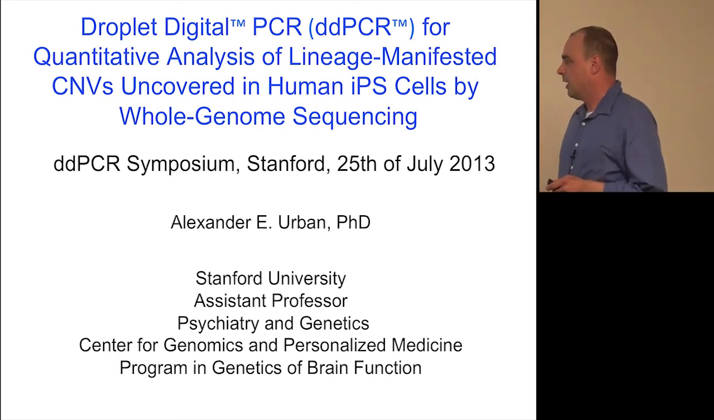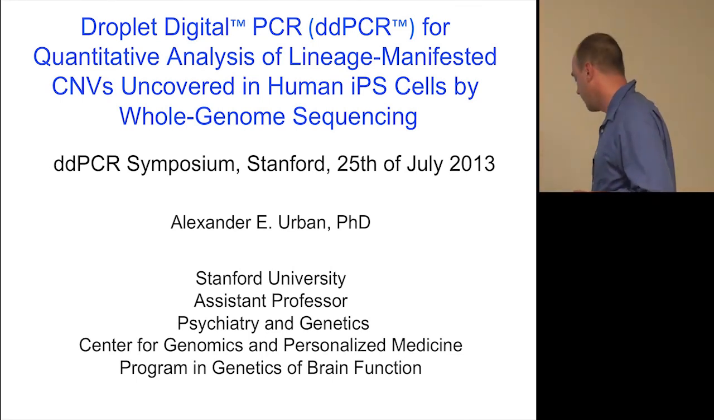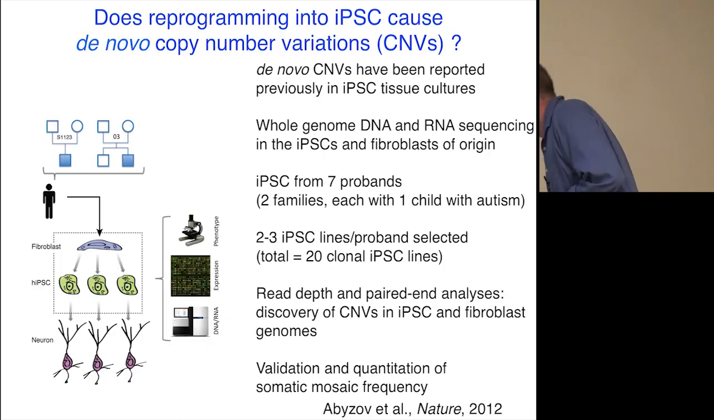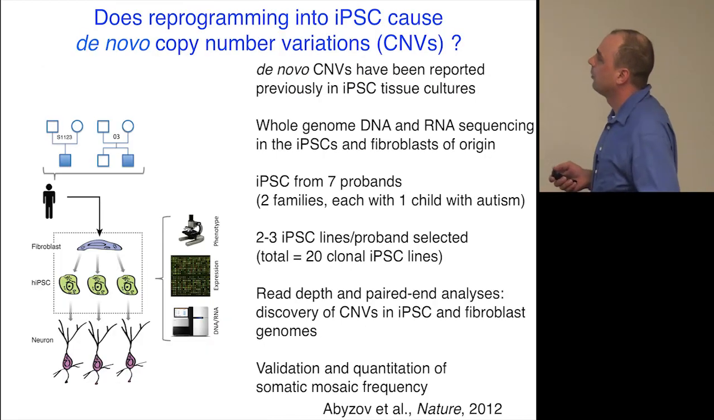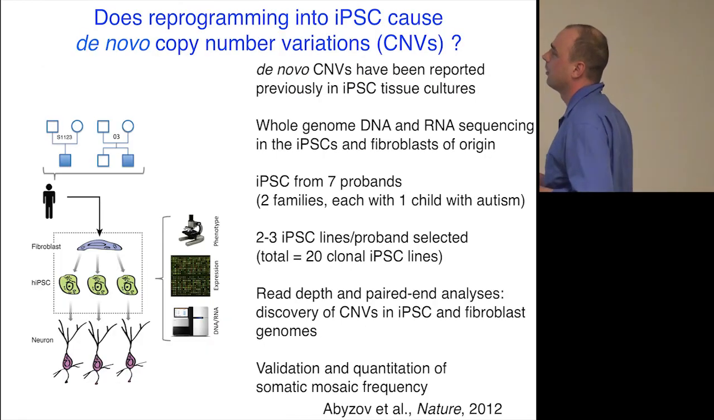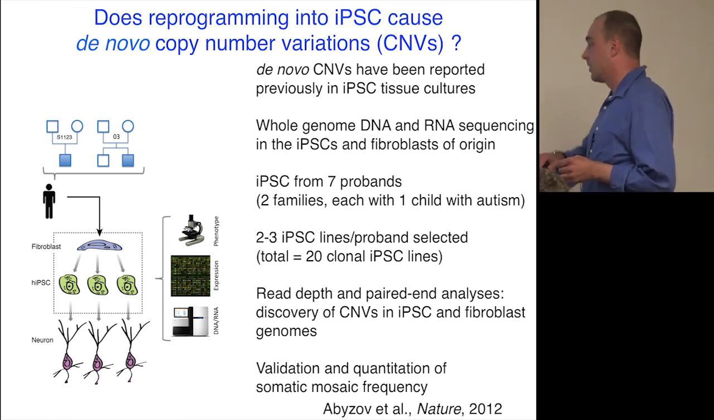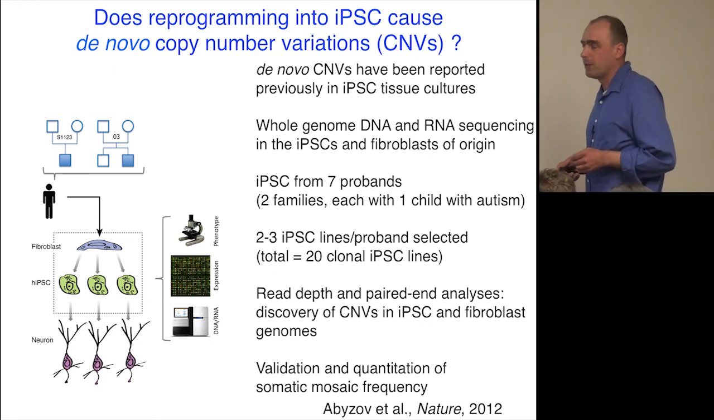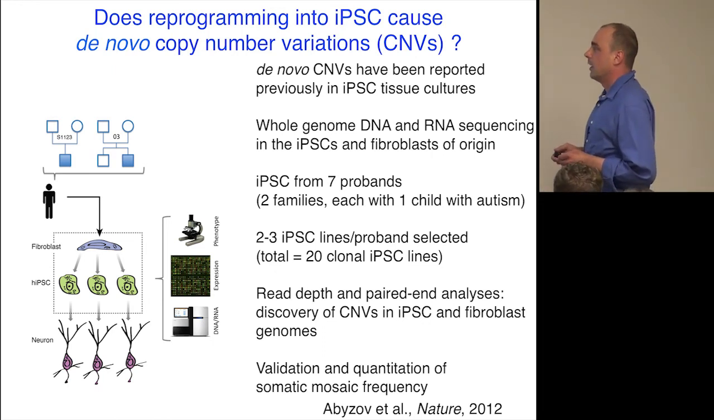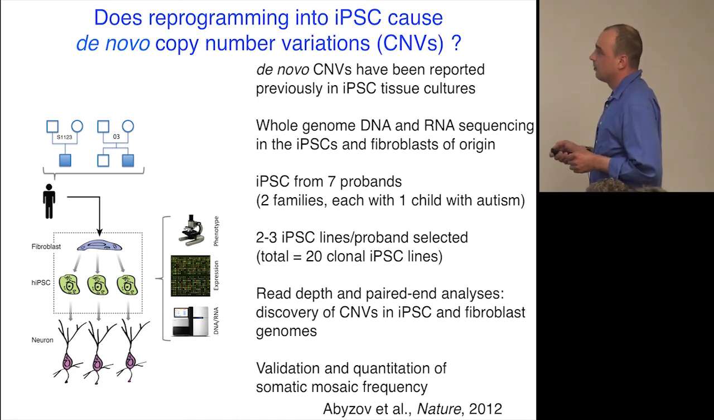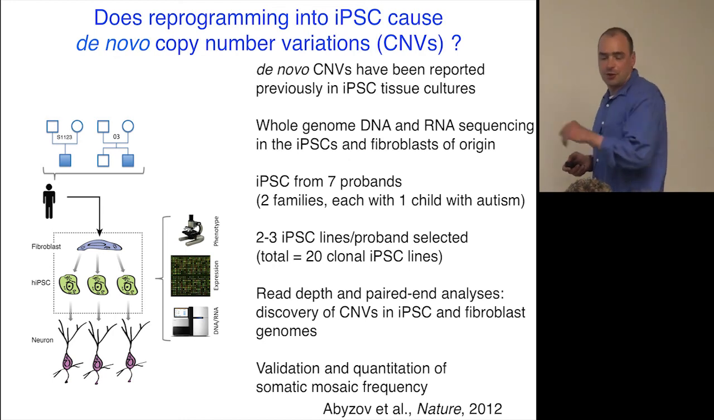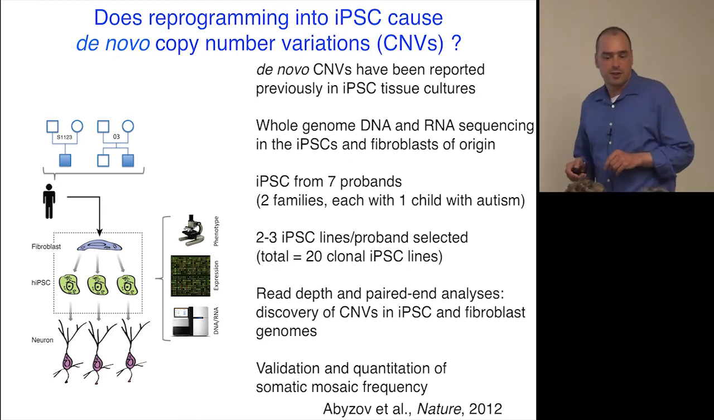What my lab is interested in, in a larger context, is the genetics of brain development and brain function, both in health and disease. The work that I'm going to show today really grew out of a collaborative project with several groups, mostly led by the Vaccarino group at Yale, where we're looking at the genetic basis of autism using iPS cells made from families with autistic children. However, what I'm going to show you today actually has nothing further to do with autism.